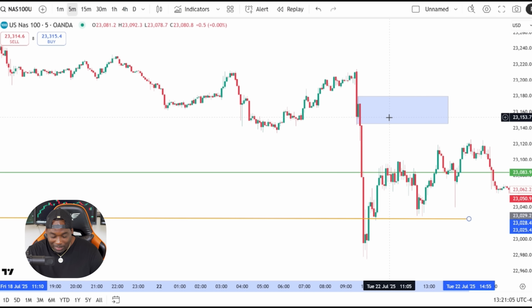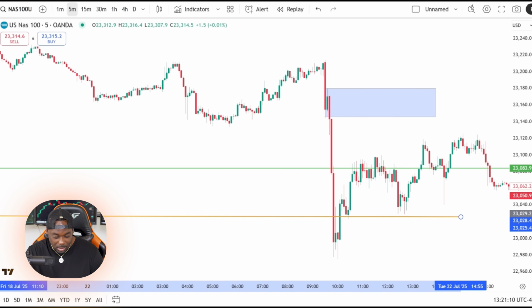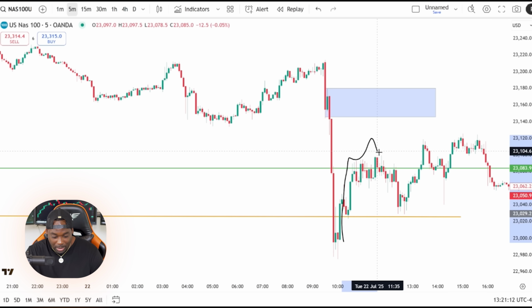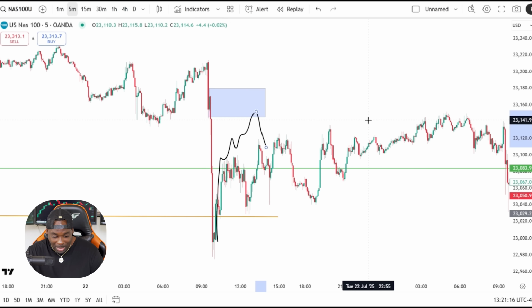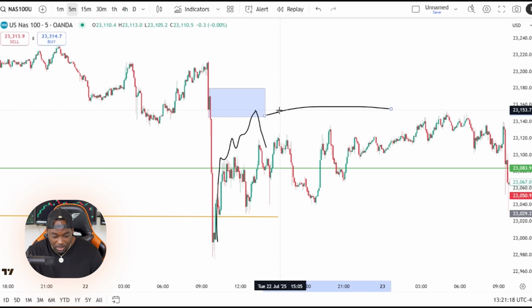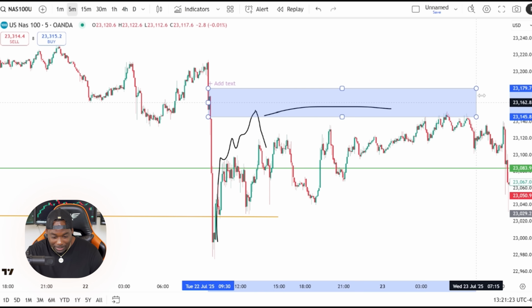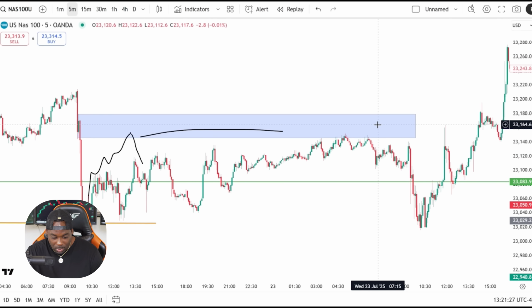I wanted this supply right here because by the time it comes to this supply, the move is going to be exhausted, right? And most likely it's going to pull back. Actually, that's what happened the next day, right? Where we came back to this supply. Notice how the market reacted to that supply the next day. But overall, that was that day.